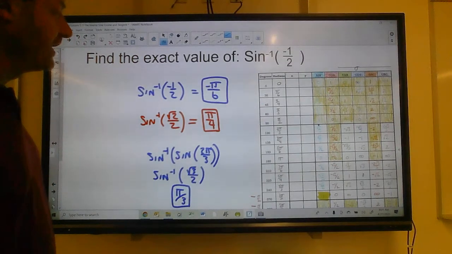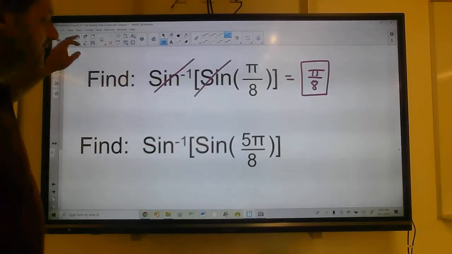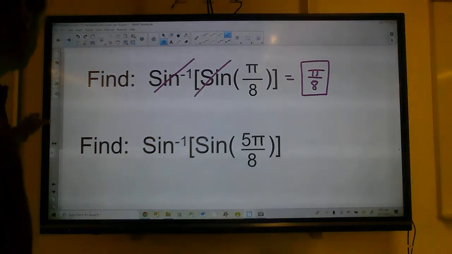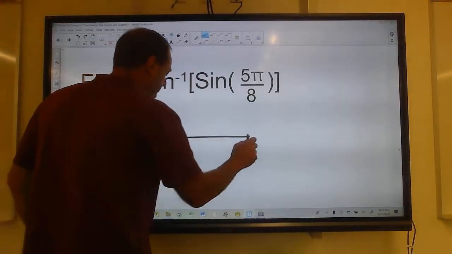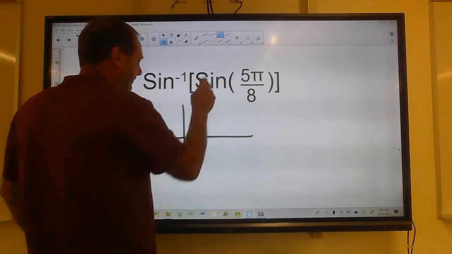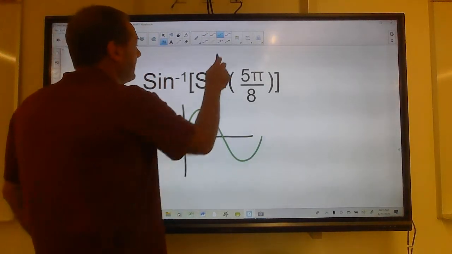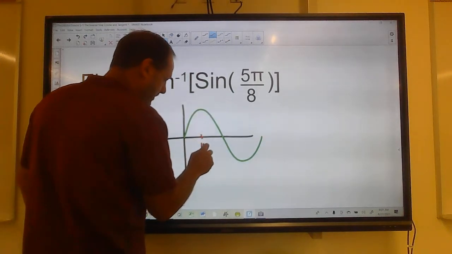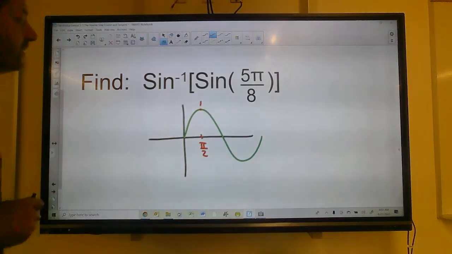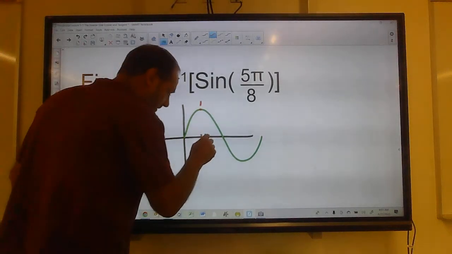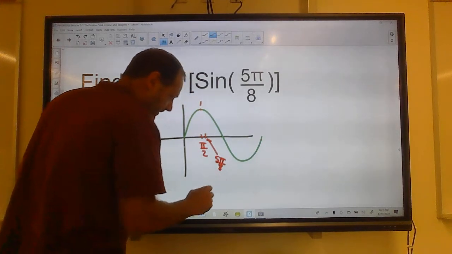But how do I do one like 5 pi over 8 where it's not on the chart? Here's what I need to do. I'm going to use symmetry to solve this thing. So remember, sine looks like this. And here is pi over 2, or that's 1 right there. And 5 pi over 8 is just going to be a little bit right here. So we're going to put 5 pi over 8 right there.